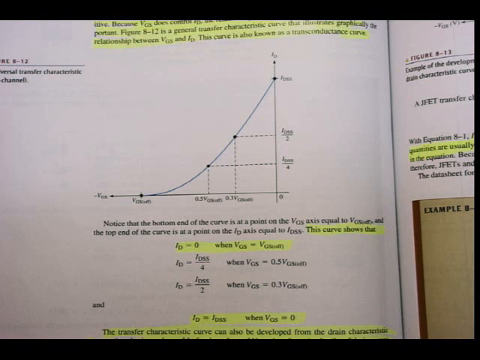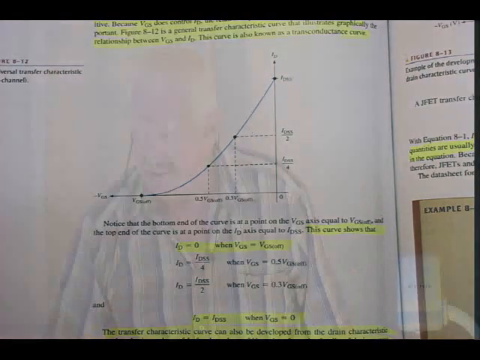Alright. Then there are values in between. They say ID is equal to IDSS divided by 4 when VGS is 0,5. But don't worry too much about those. We're not going to use it. Two important ones are the top and bottom points. The transfer characteristic curve can also be developed from the drain characteristic curves by plotting values of ID for the values of VGS taken from the family of drain curves at pinch off, as illustrated in figure 8.13 for a specific set of values. Alright, let's have a look.